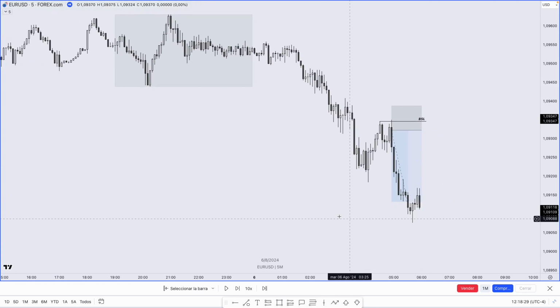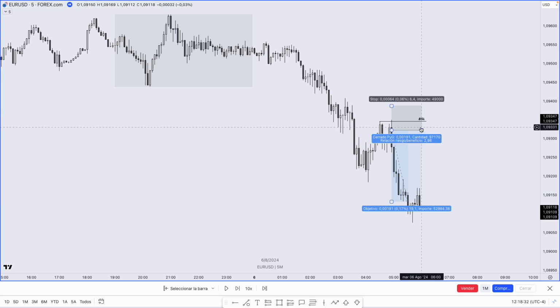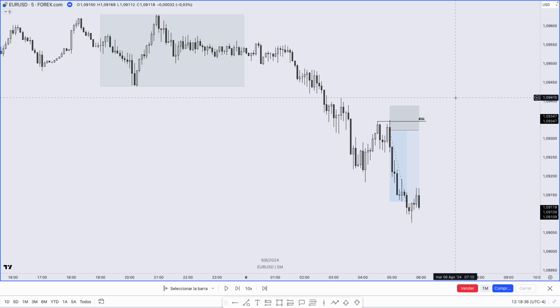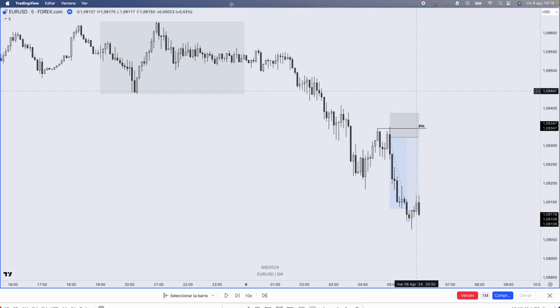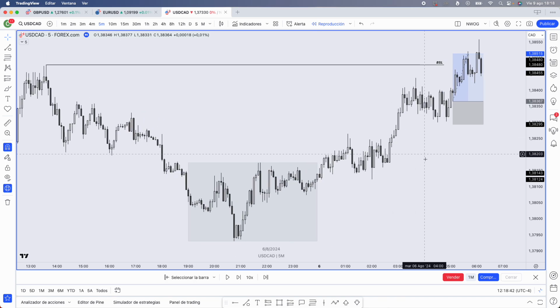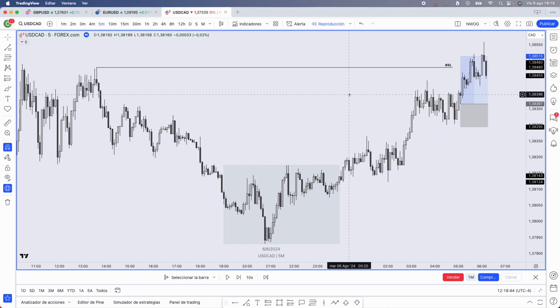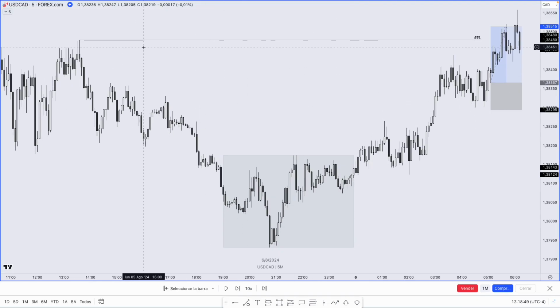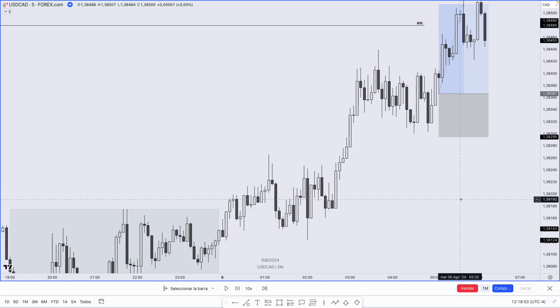I don't think it's complicated. It's all about having a drawn liquidity and applying that. If you combine what you see in all pairs, you can build a narrative and act accordingly. So if I show you now in USD CAD what happened this day, look, I think you recognize what this is, or you should recognize what this is. This is a market maker buy model. We had the turtle soup here.